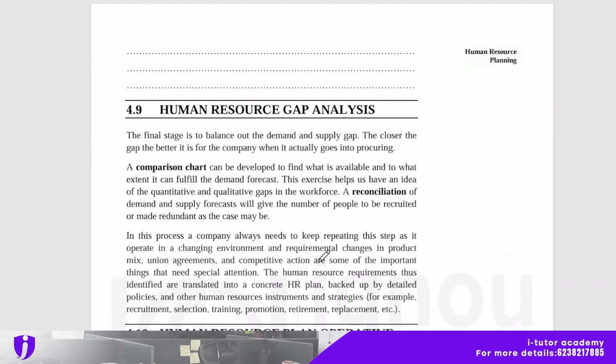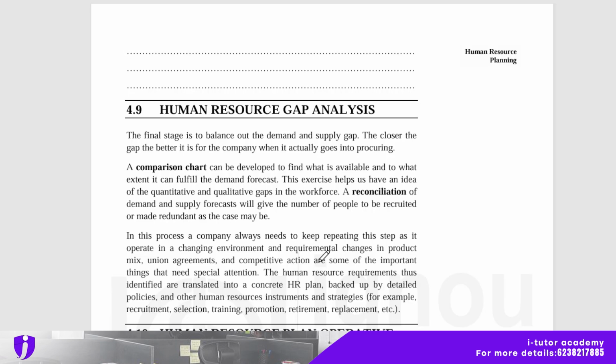And next is human resource gap analysis. The final stage is to balance out the demand and supply gap. The closer the gap, the better it is for the company when it actually goes into procuring. A comparison chart can be developed to find what is available and to what extent it can fulfill the demand forecast. This exercise helps us have an idea of the quantitative and qualitative gap in the workforce. A reconciliation of demand and supply forecast will give the number of people to be recruited or made redundant, as the case may be.